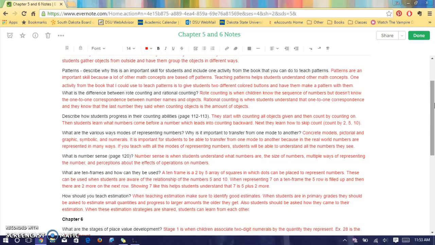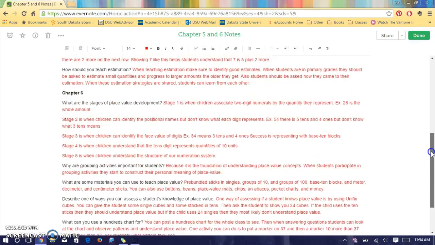And then another part it talked about is number relationships and having students understand how numbers relate to each other, such as 5 is greater than 3. So it talked about the more than, fewer than, and greater than relationships between numbers.